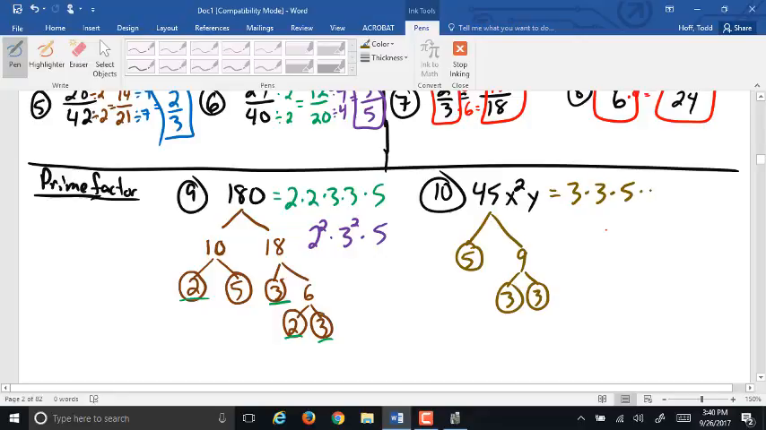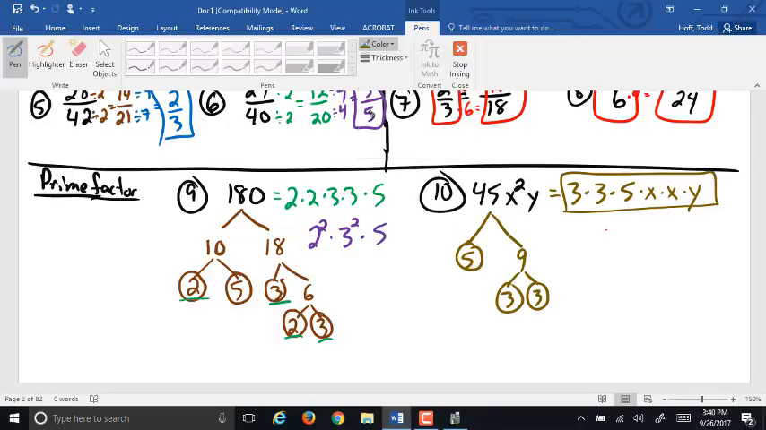How would I factor x squared? x times x, and then y. So that's it. Any questions on those?